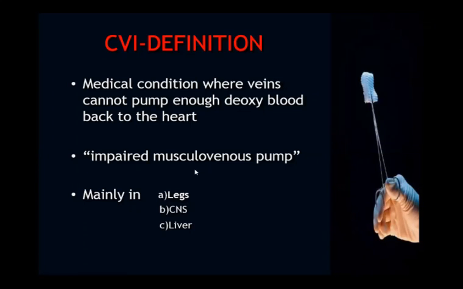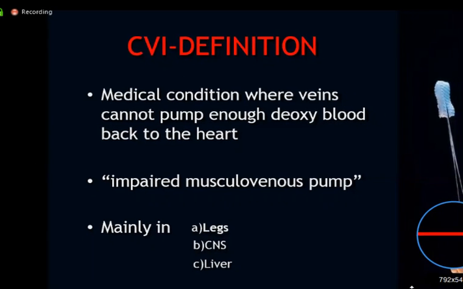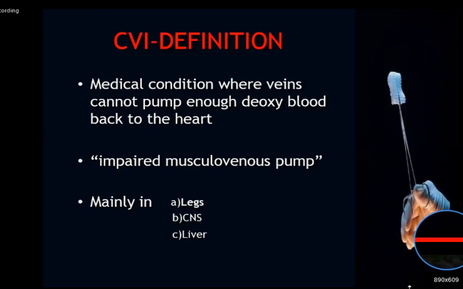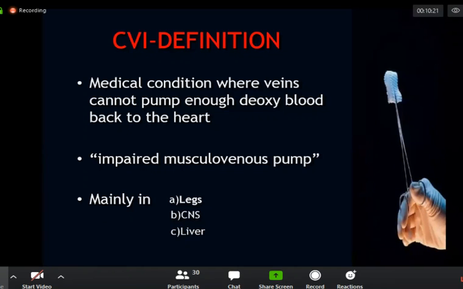So it's a medical condition where veins cannot pump enough deoxygenated blood back to the heart. Or in other words, we can say that there is an impaired musculovenous pump. Varicose veins mainly occur in the legs, but can also occur at other places, which are the CNS and liver.